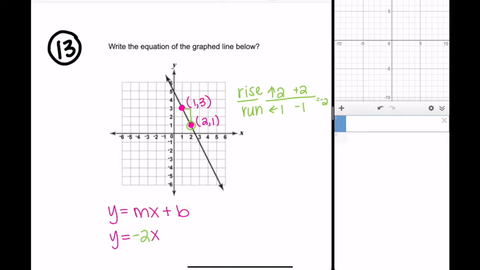Now I need to find the y-intercept. The y-intercept is up here at positive 5. So the equation is y equals negative 2x plus 5.